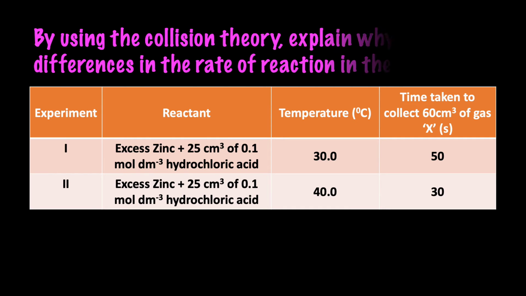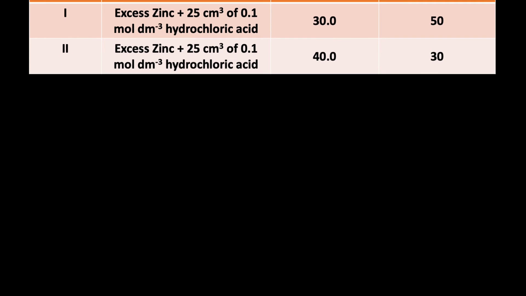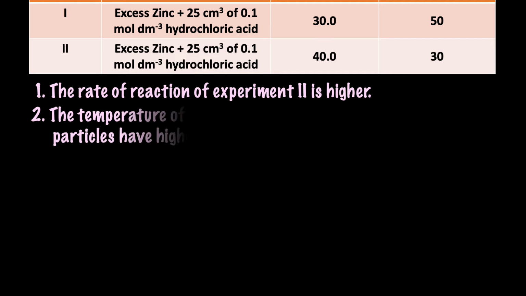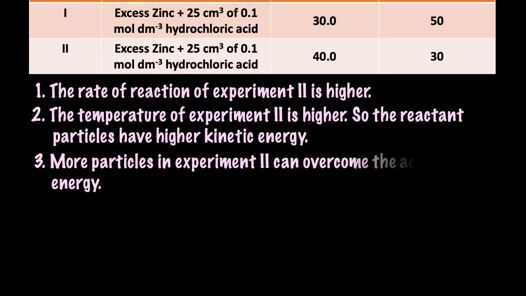By using the collision theory, explain why there are differences in the rate of reaction in the experiments. The rate of reaction of experiment 2 is higher. The temperature of experiment 2 is higher. So, the reactant particles have higher kinetic energy. More particles in experiment 2 can overcome the activation energy.